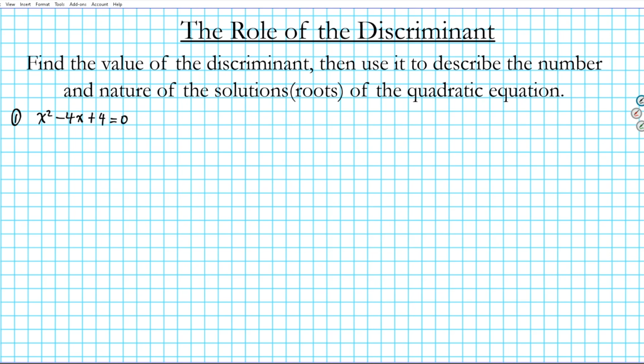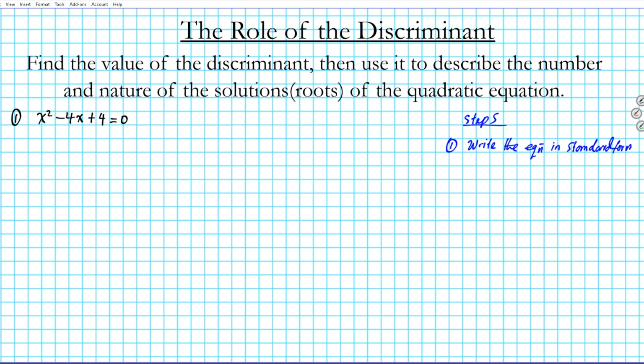equals 0. All right, so before we get started, let's take a look at the steps that we can use to accomplish our objective. So here are the steps. To use the discriminant to find the number and nature of the roots, the first thing you want to do, really important, is you want to write the equation in standard form.